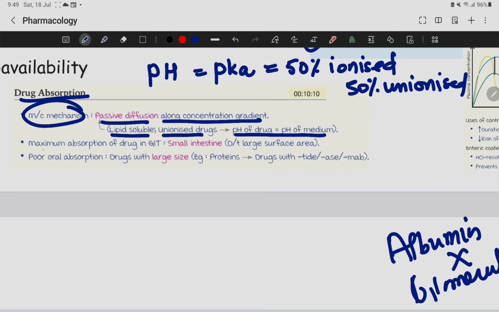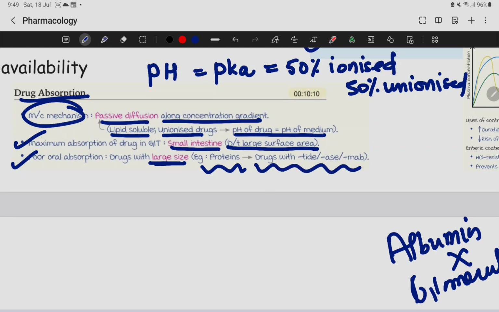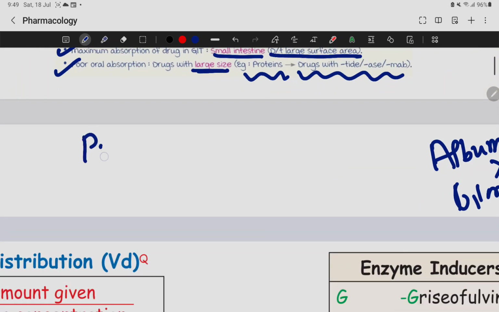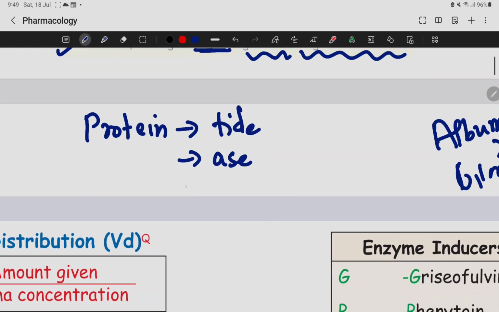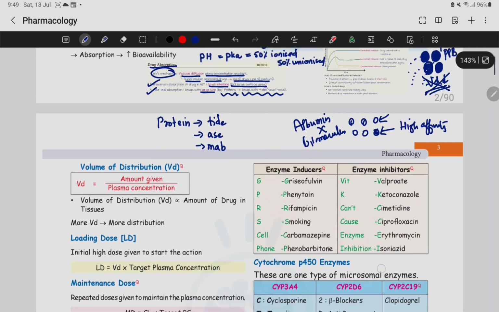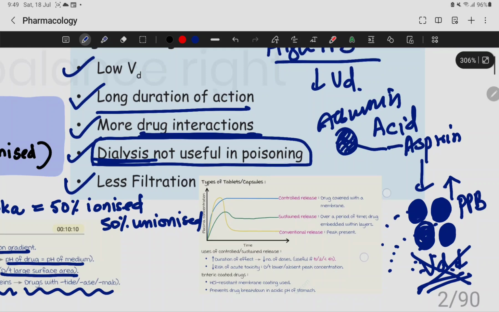Maximum absorption, due to surface area, is in the small intestine. Poor absorption is because of large size, and it occurs with proteins. Anything which ends with -tide is a protein, and -mab, monoclonal antibodies, are also proteins. So they are heavy molecules, hence poor oral absorption.